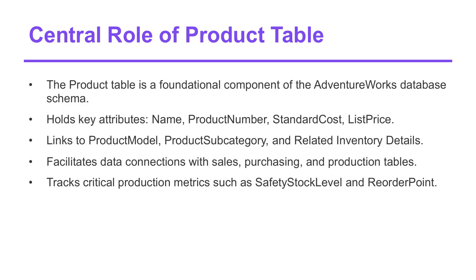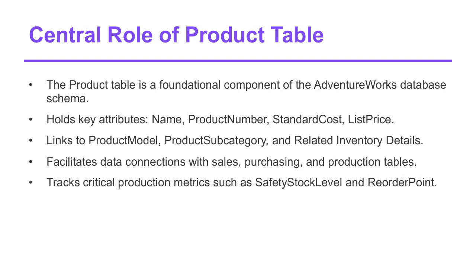The product table plays a central role in the AdventureWorks database schema, serving as a core component that holds essential details like the product name, product number, standard cost, and list price. It acts as a key link between various related tables, including product model, product subcategory, and inventory details, enabling smooth data flow across these areas.